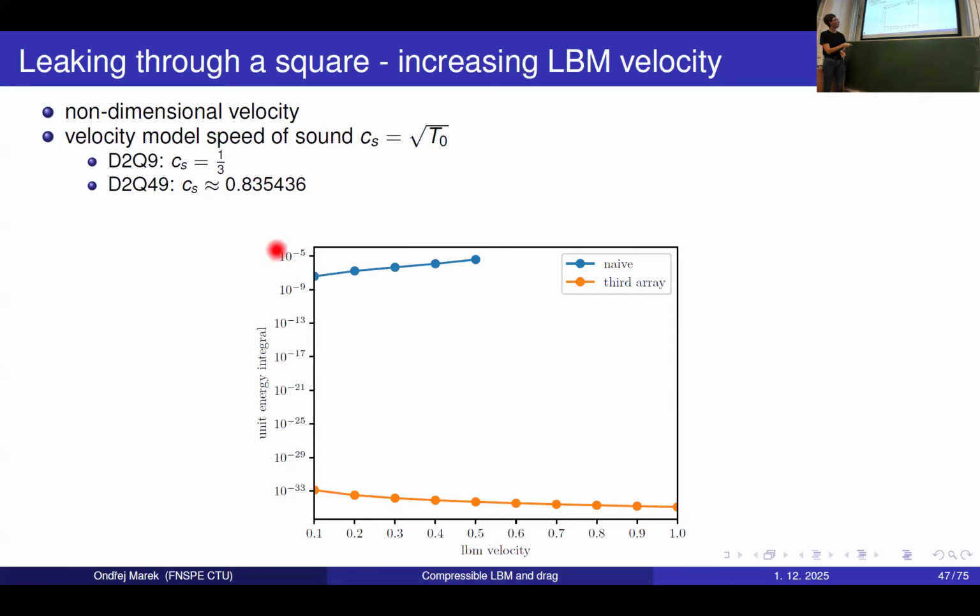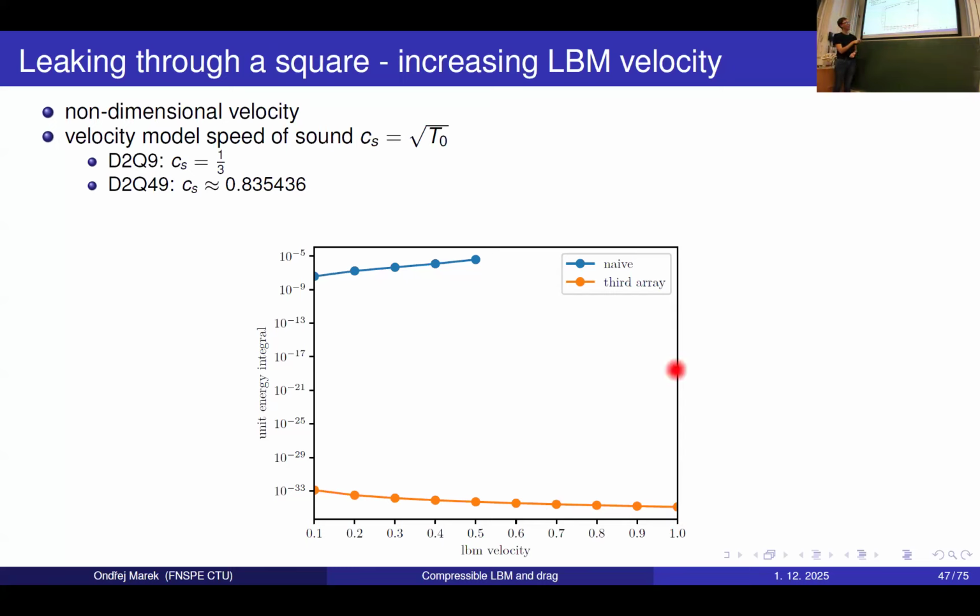But if we try for the model D2Q9 multi-speed to increase it even further in the naive method, the simulation starts collapsing or we get numerical errors. That's also one of the specifications of the Lattice Boltzmann method, that the simulation is not always stable, and it stops at the 0.5 velocity, but with the third array, although the energy integral also decreases, it works even for velocity 1 in the non-dimensionalized case.